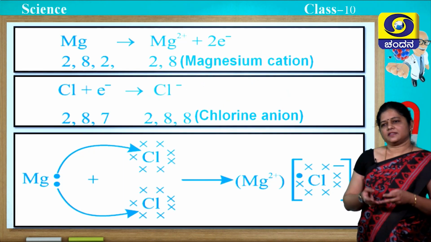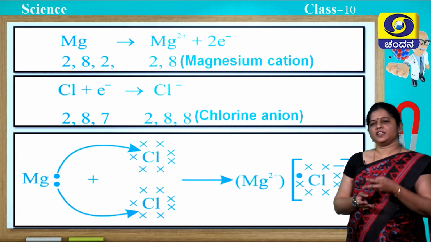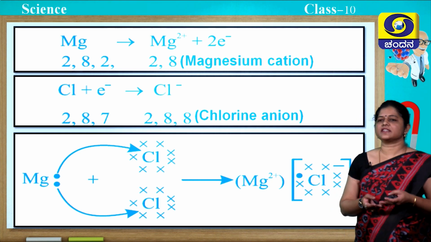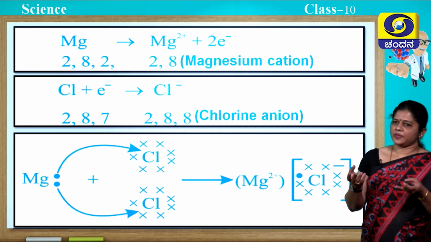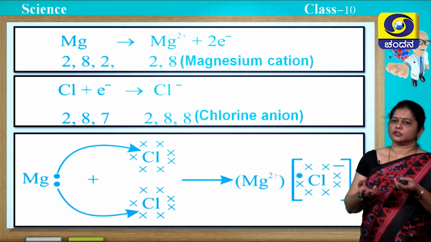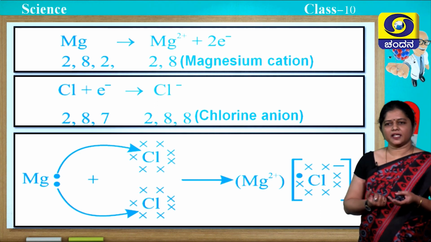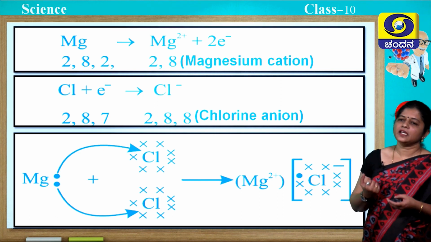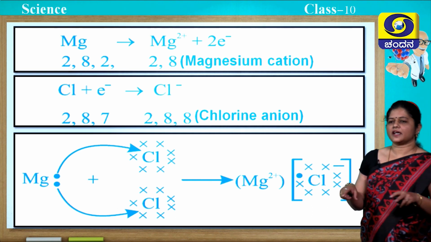Now, you can see here magnesium is losing 2 electrons and it is becoming Mg2+, the magnesium cation. Chlorine is receiving 1 electron and it is becoming the chlorine anion. So, now you can see the entire process here.